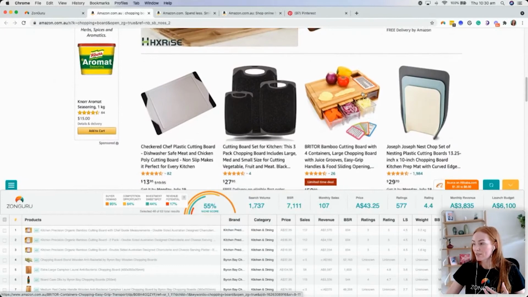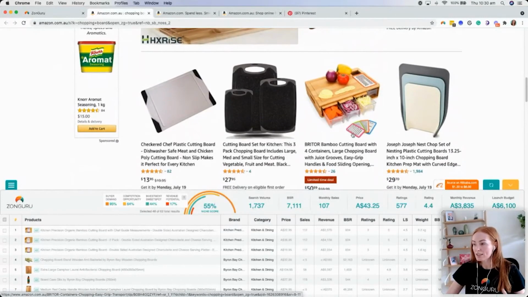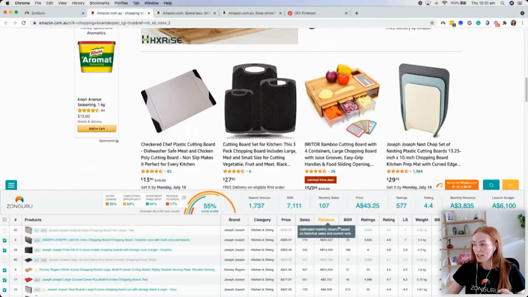I really like that one. That one's very cool. You know, ways to do things differently. You have a look to see, is there anyone that is really stealing all the clicks and the sales? You can have a look. You can order any of these columns.